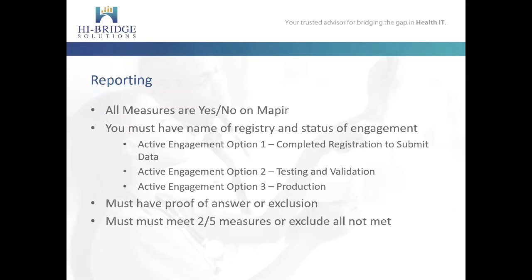So now you need the proof of exclusion. You also need proof of which engagement stage you are in. If you're attesting yes, if you're testing, no, you need proof of the exclusion. Again, you must meet 2 of the 5 measures or exclude all measures that are not met. So you either have to meet 1 and exclude 4 or exclude all 5. But an exclusion does not count as a yes. So you have to exclude everyone you can't attest yes to.